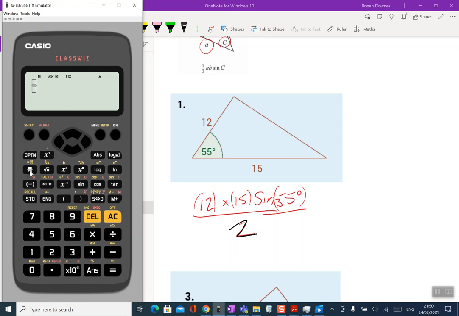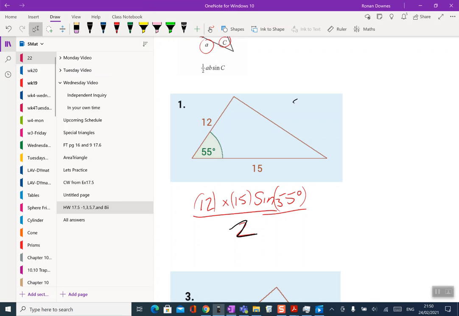Start with your fraction bar, because the numerator is quite complex. 12 by 15 times the sine of 55 degrees. Close your brackets, go downstairs, all over 2. You do need to close the brackets if you're going to have a fraction. Okay? 73. And I'm not going to bother worrying about what the particular instructions are, nor the units, except if there are no units, we'll say unit squared.